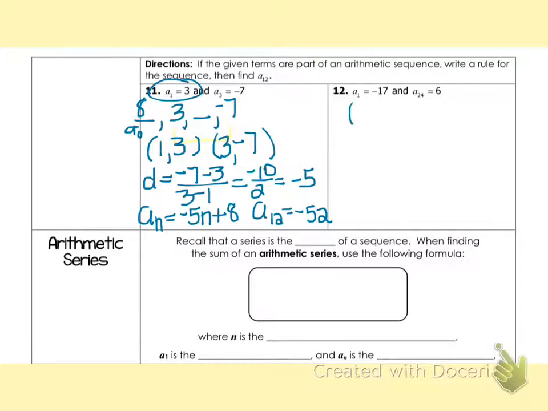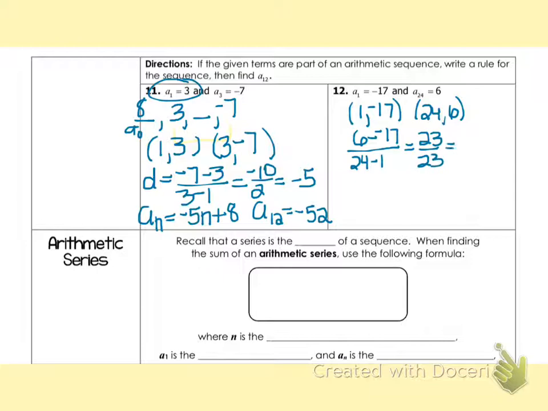So let's try one more. Using ordered pair notation to represent this, the first term, n is 1, is negative 17. The 24th term is 6. So finding the difference in the actual terms of the sequence, 6 minus negative 17, and then the difference in the actual term numbers from the 24th to the 1st. So that's actually 23 over 23. So the common difference is just 1. Each of these terms is just increasing by 1 every time.